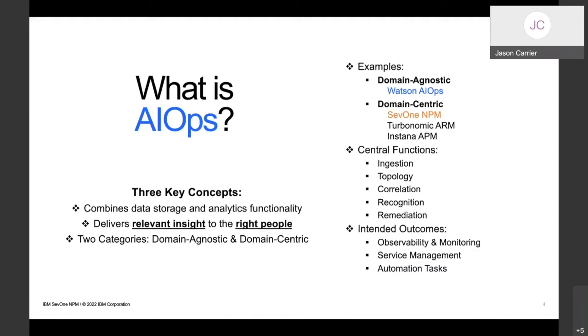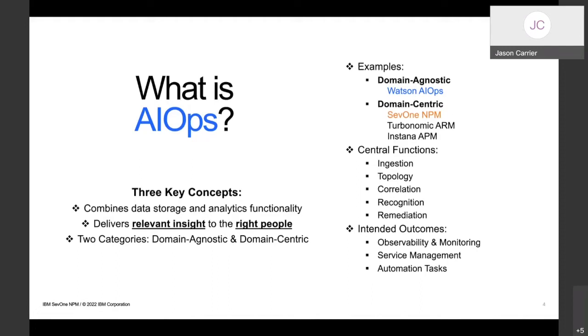There are two different kinds of AIOps platforms: domain agnostic and domain centric. A domain agnostic example, something that covers the full seven layers of the OSI model, would be Watson AIOps. Then there are domain centric AIOps platforms that target a very specific use case that's not the full OSI model. Examples would be SevOne NPM, which is targeting the bottom 4 layers, or Turbonomic ARM or Instana APM, which are looking more at the top 4 layers.